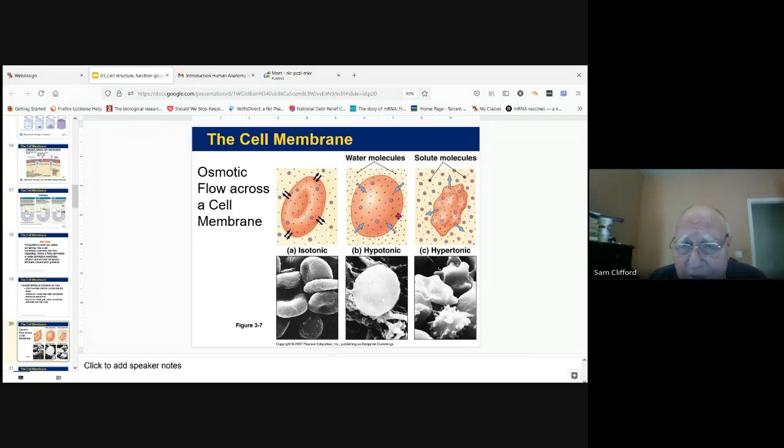So let's start that again. If the cell has a solution around it where there's more water, water is going to move from hypotonic to hypertonic. So the cell will swell and burst. You see in this solution, there's more water in the cell compared to the outside because there's a high concentration of solutes such as salt outside. So the water will move out of the cell, causing the cell to shrink.